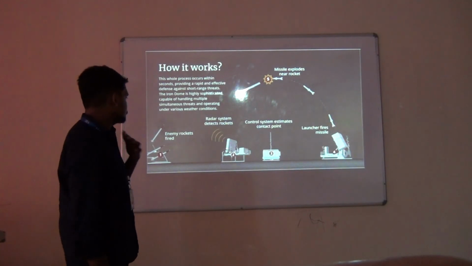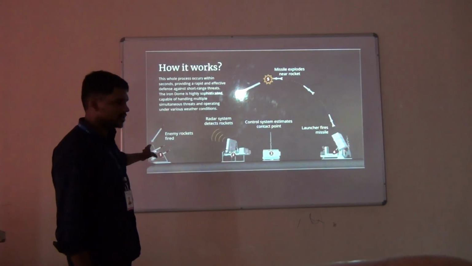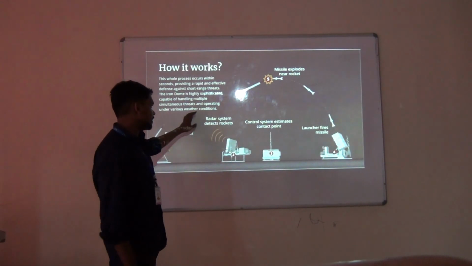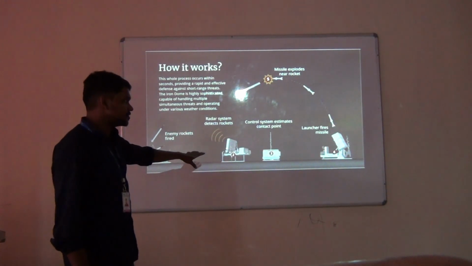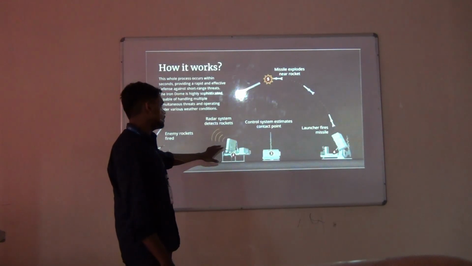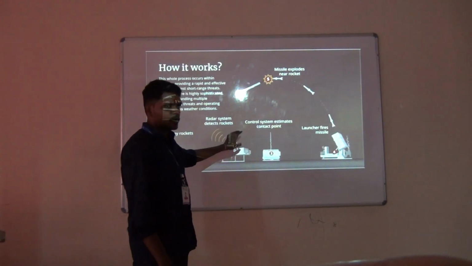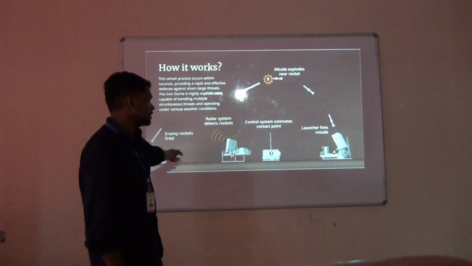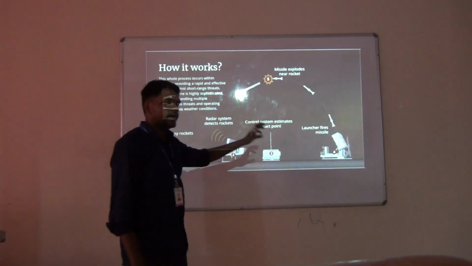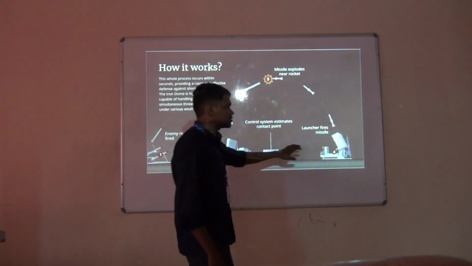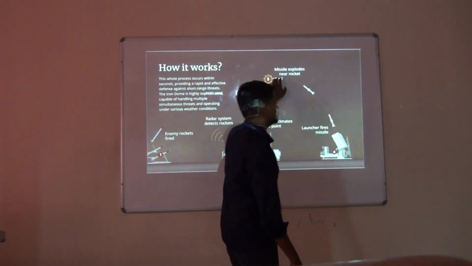So we will go through it step by step. Let's say an enemy rocket is fired near the Israeli nation. The radar system detects the rockets. This radar, as I told before, is the starting point of any missile defense system of the Iron Dome. The radar detects the velocity and the range of the object, and the control system estimates the control point, where the target can be intercepted, because the missile from the Israeli side also has to travel and attack.